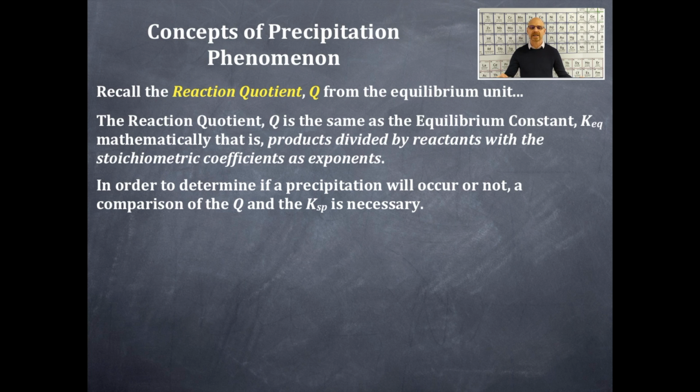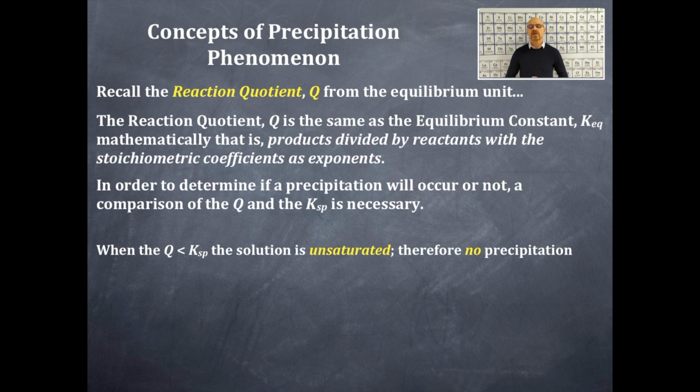In order to determine if a precipitation will occur or will not occur, a comparison of the reaction quotient, the Q, and the KEQ, that is the equilibrium constant, and in this particular case, it's going to be the KSP, is necessary to do. We're going to do a comparison between the Q and the KSP.